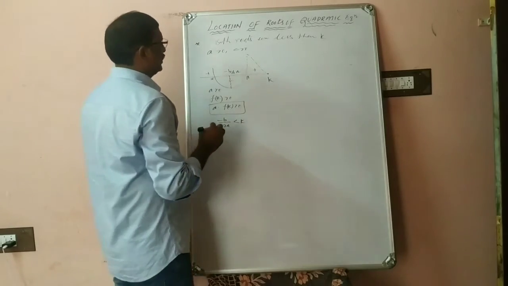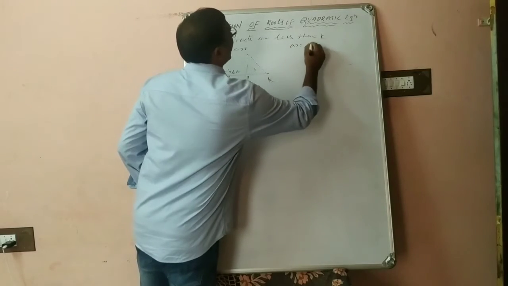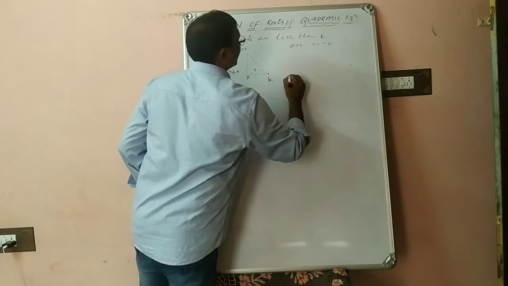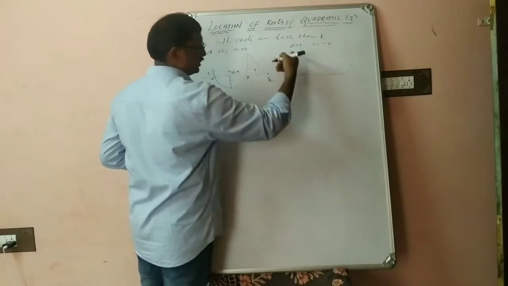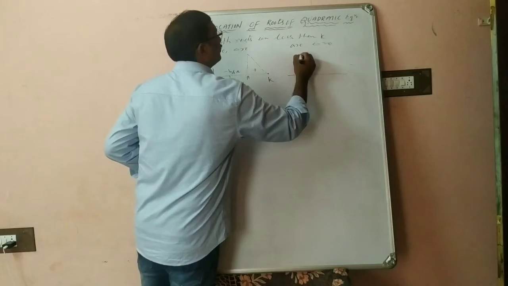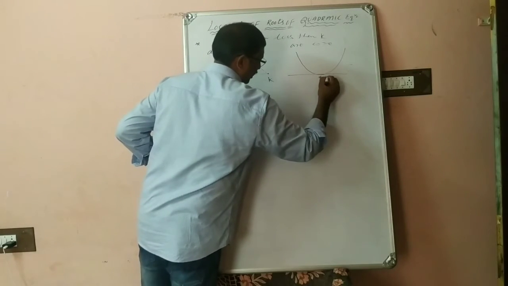Coming to another case. If a is greater than 0 and delta is equal to 0 now, take a number line. Delta equal to 0 means you will get what? A greater than 0, an upward parabola. This upward parabola will touch the number line at a single point, alpha comma alpha.